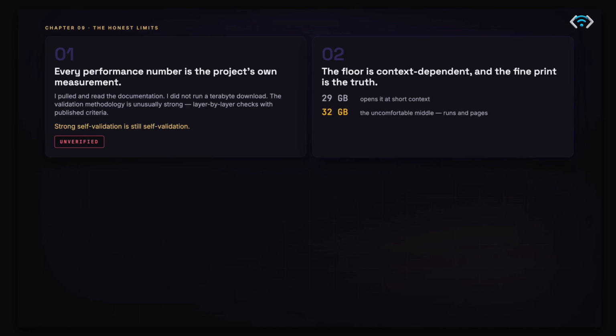2. The floor is context-dependent and the fine print is the truth. 29 gigabytes opens it at short context. 64 is the stated practical minimum. The title's 32 is the uncomfortable middle where it runs and pages. If you take one number from this video, take 64.